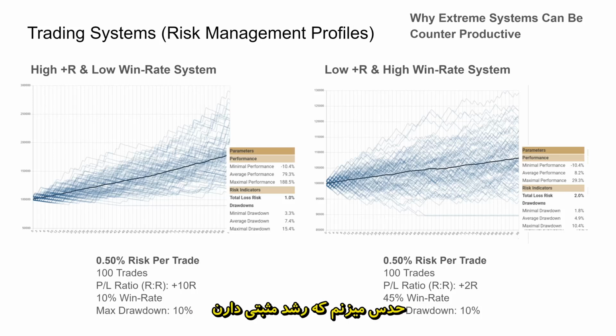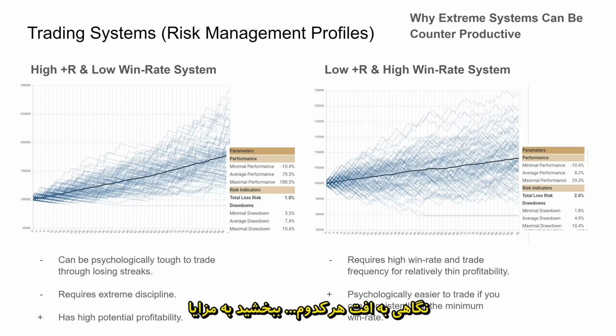I'm assuming they are, but here's the thing: if they're playing around with their risk, maybe they're risking 0.01% on these huge 500R trades, and then losing a bunch of times with 0.5% risk. What do you think their equity curve is going to look like, right? It's not going to be pretty. So let's quickly look at the drawdowns, or the pros and cons, of each.